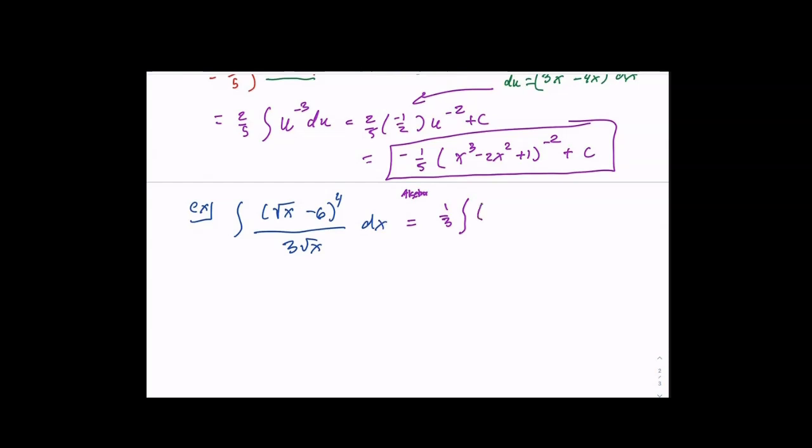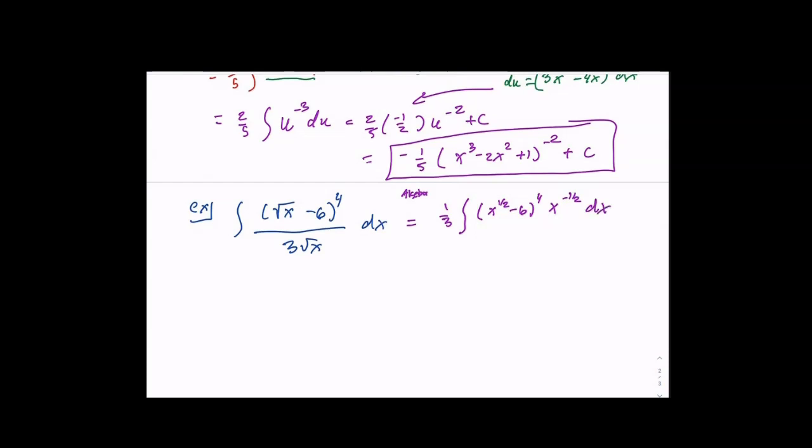Square root of x is also known as what? x to the power of 1/2, minus 6, to the power of 4th. And the 1 over square root of x becomes what? x to the power of negative 1/2. You don't actually need parentheses here, so it's just one term, x to the negative 1/2 dx.